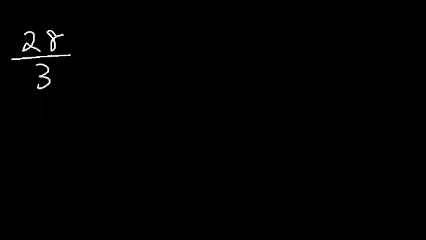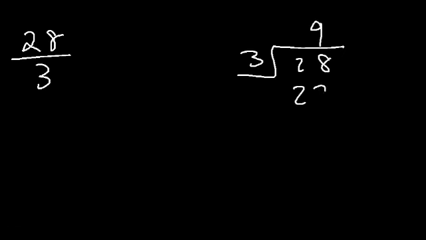28 divided by 3. Now, 3 times 6 is 18. 3 times 9 is close, it's 27. 3 times 10 is 30. That's too much. So 3 goes into 28 7 times.